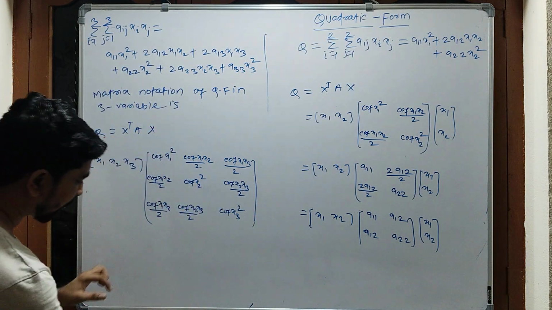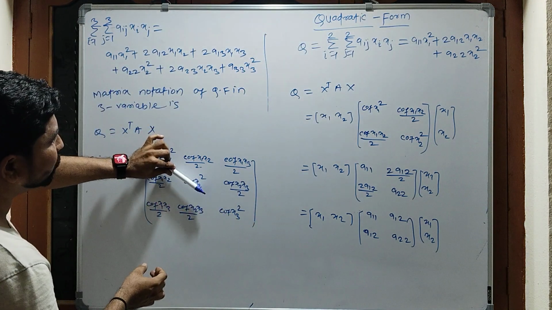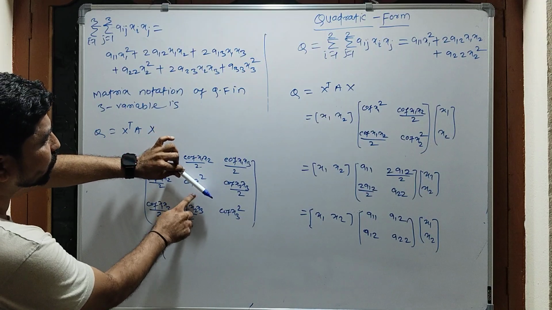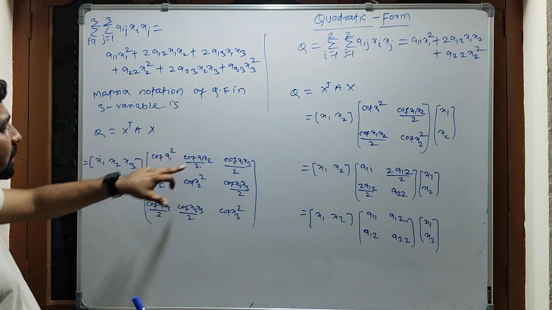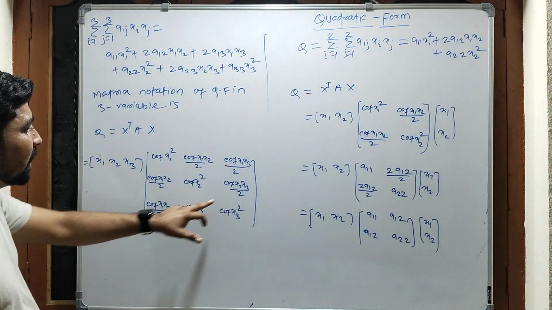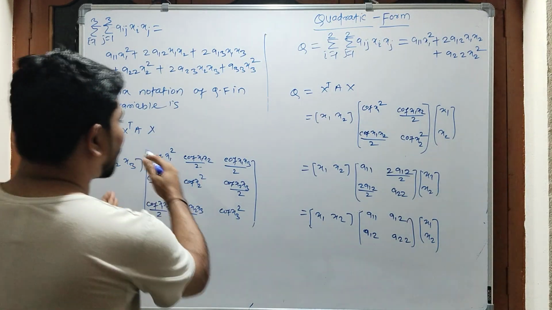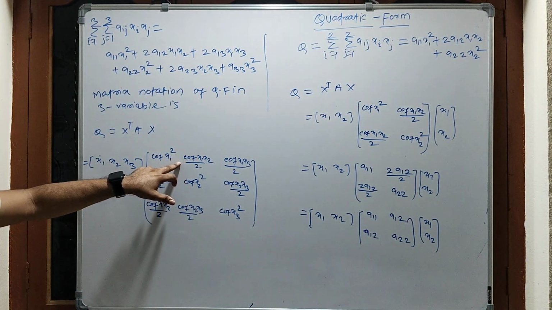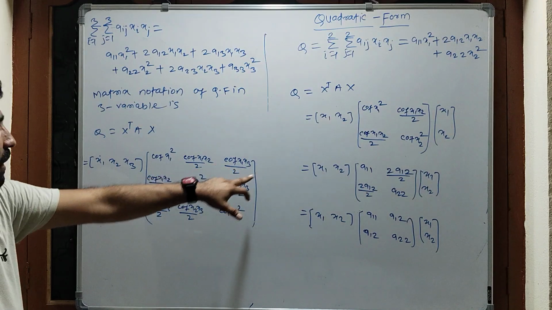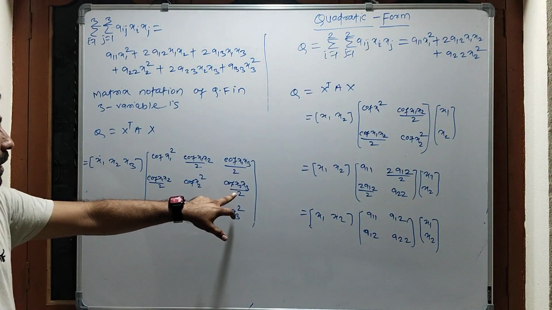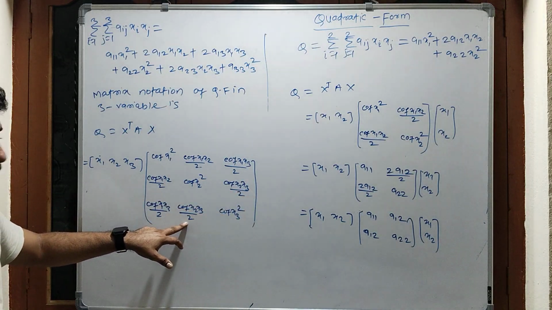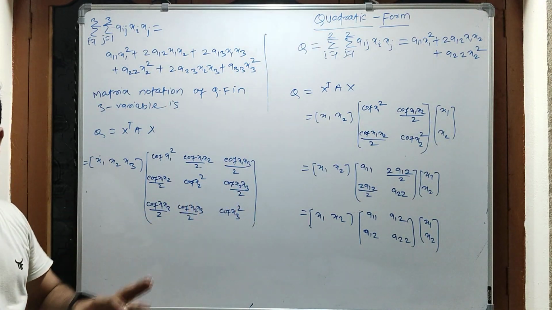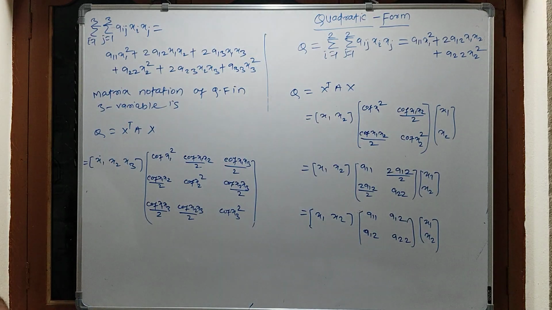So here first write the diagonal elements: coefficient of x1 square, coefficient of x2 square, coefficient of x3 square. After that just swap, this is the same as this, this is the same as this, and this is the same as this. Here the cross positions are the same: a12 is the same as a21, a13 is the same as a31, a23 position is the same as a32, and here this is x3 square. So in this way you can write.